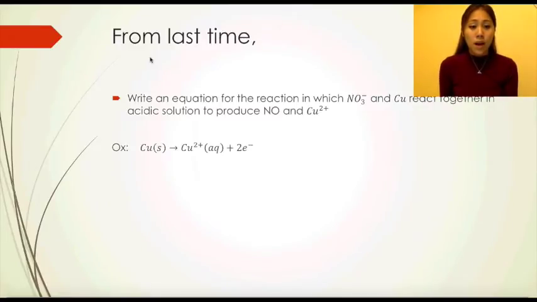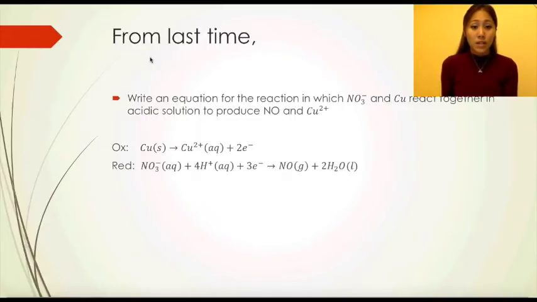Remember that we were able to decide that copper was the one being oxidized in the reaction and nitrogen the one being reduced. We followed the rules for balancing half reaction equations to determine the number of electrons and the moles of water as well as hydrogen ions required in both oxidation and reduction steps.